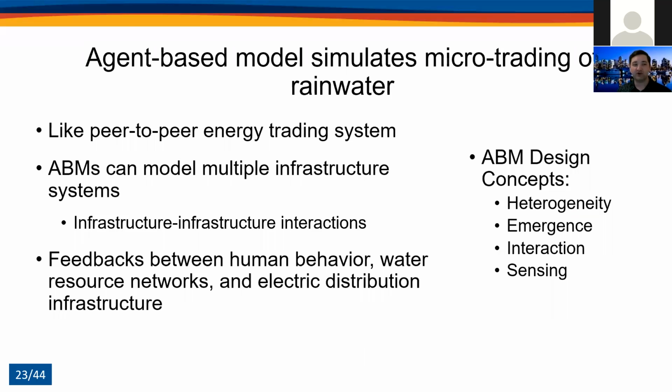But what we're doing here is showing you that ABMs can model multiple infrastructure systems, because infrastructure-to-infrastructure interactions can be quite important, especially when you're dealing with energy. Water and energy are tied to the hip. We know this, and it's at many different scales and many different activities. But just to show you that ABM can be used for infrastructure-to-infrastructure interactions. With this particular project, we looked at the feedbacks between human behavior, water resource networks, and electric distribution infrastructure.